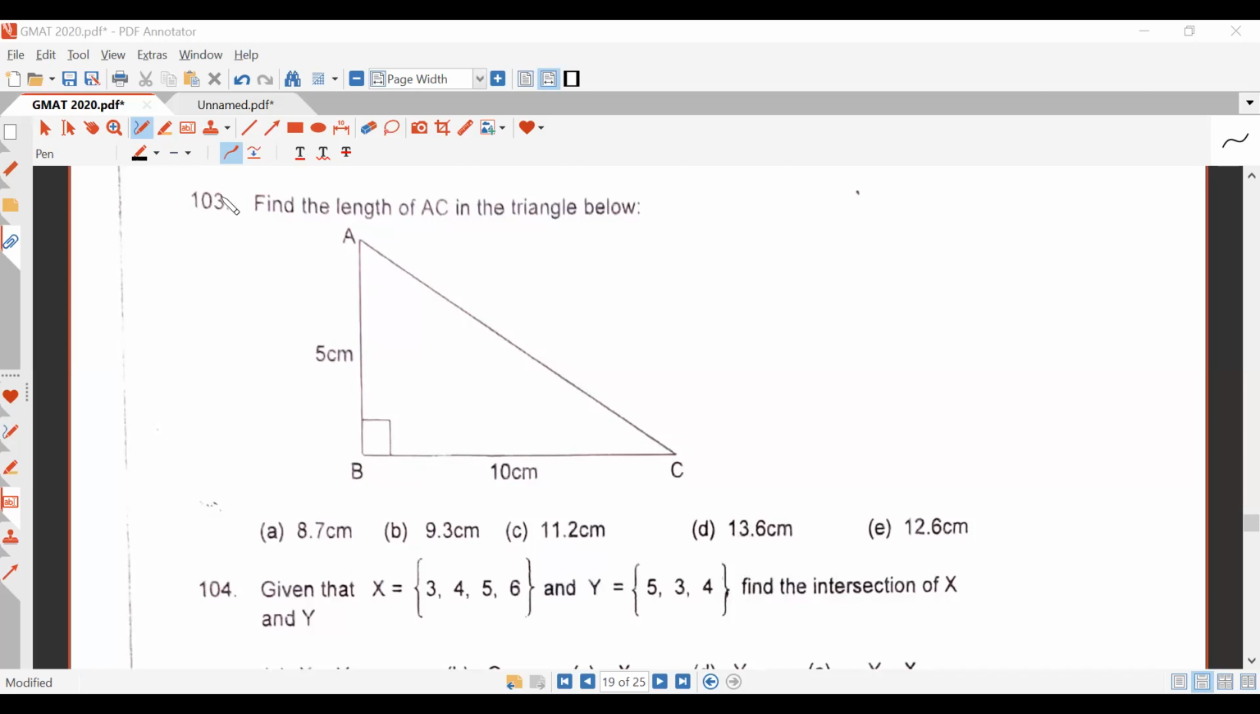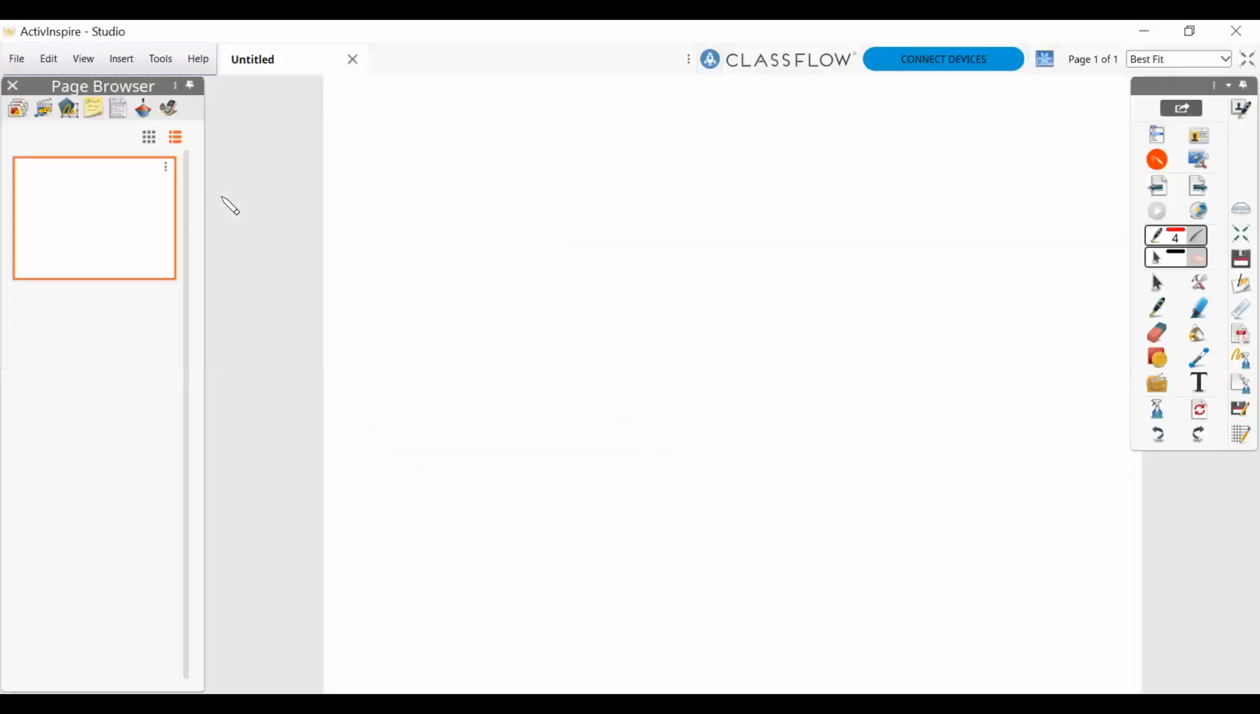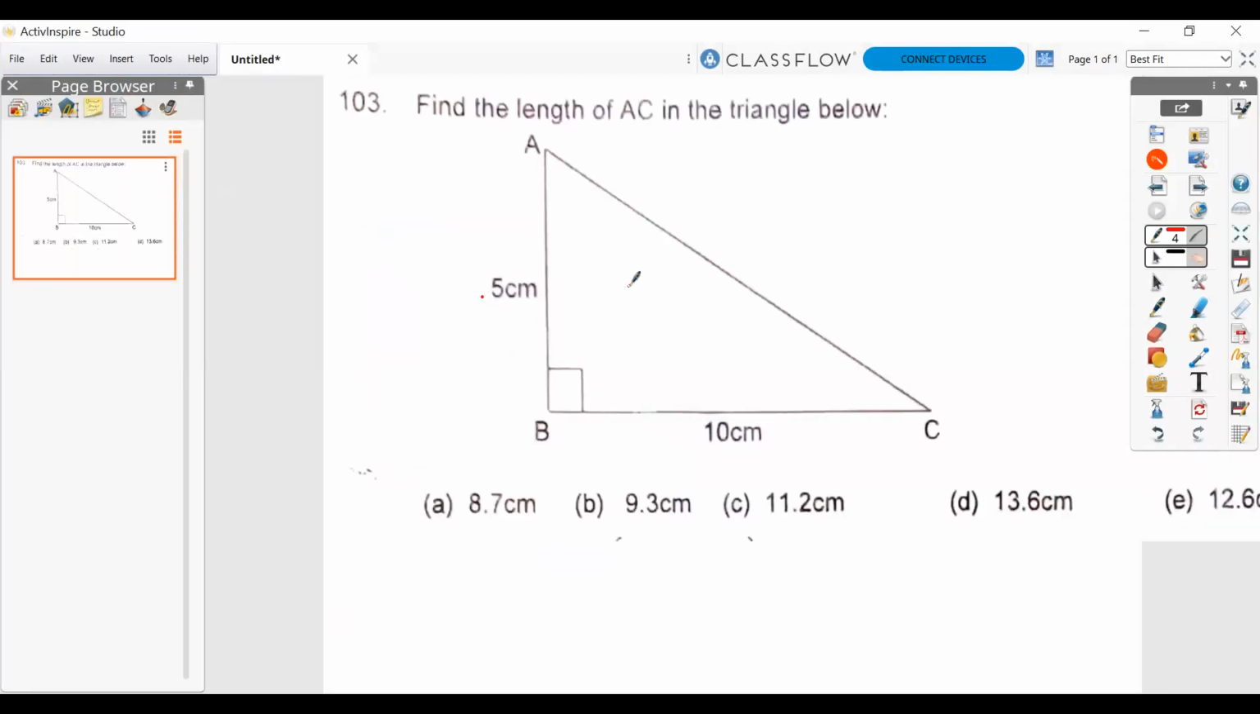So I was saying that this is our question. Let me share this. Active Inspire. Where is it? Yeah, it is here. Let me paste the question here. Okay, this is our question. I hope that you can see it clearly. Yes.